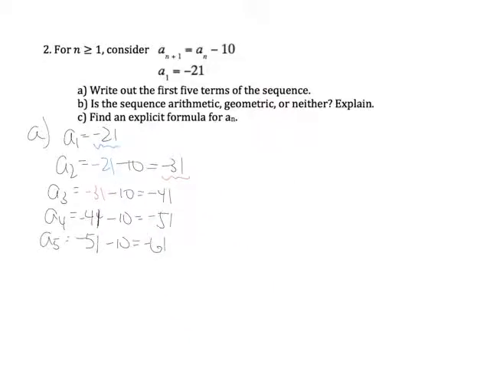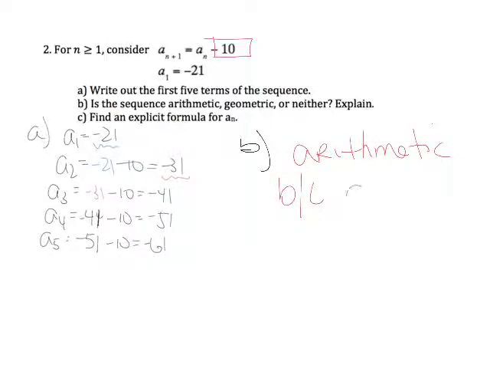Part B asks you if the sequence is arithmetic, geometric, or neither, and as I said in the first video, you have to look and see if there's a common difference. Now guys, there's a common difference. You can see it. It's actually in your formula, subtracting 10 every single time. So it is arithmetic because we have a common difference of negative 10.